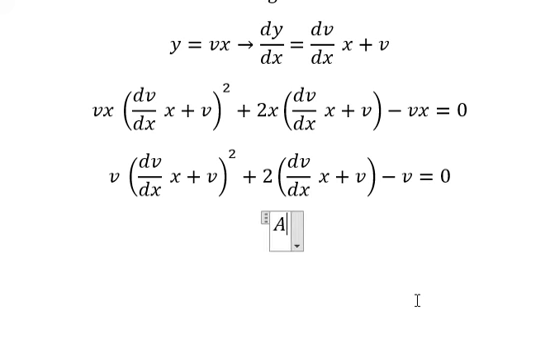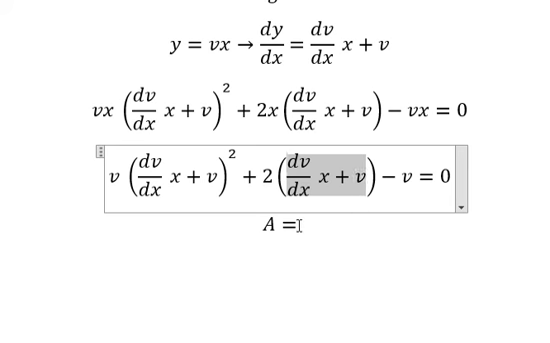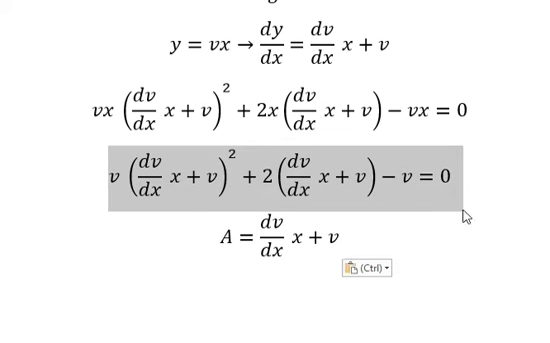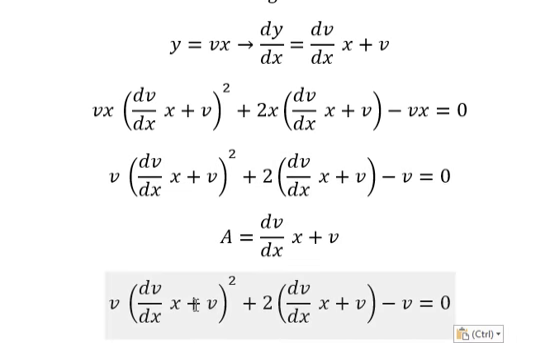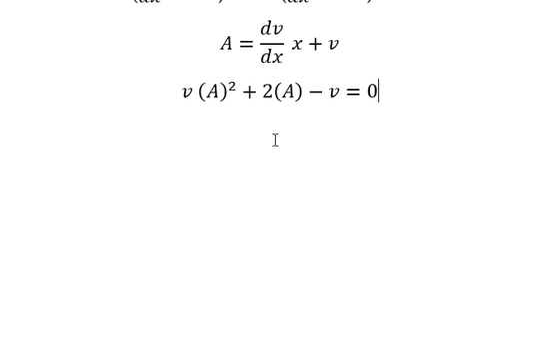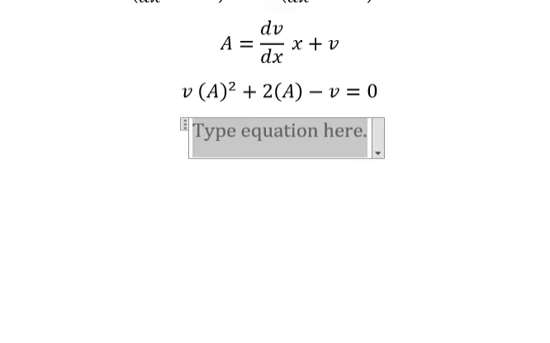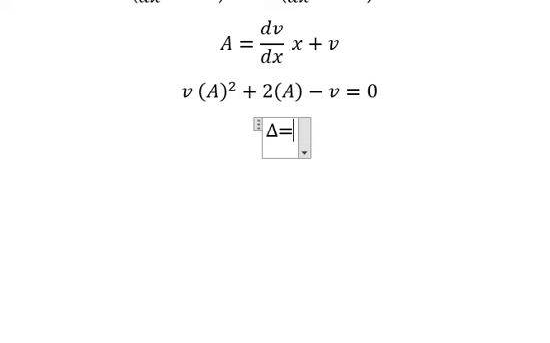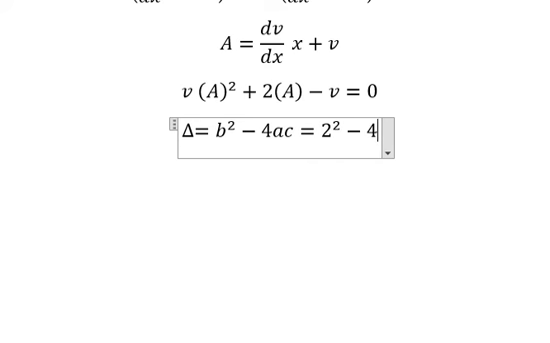I will put capital A equal to this one. And now we transform this one into a square and a in here. So this is a quadratic equation. Now I will find delta. Delta is b squared minus 4ac. B in here is number 2. A is v. C is negative v.